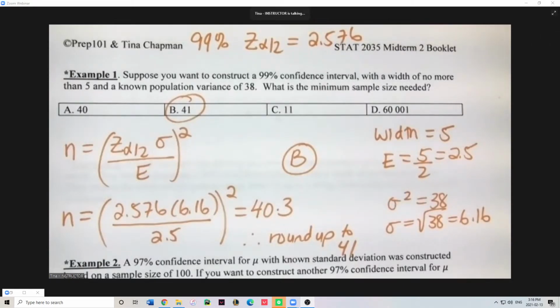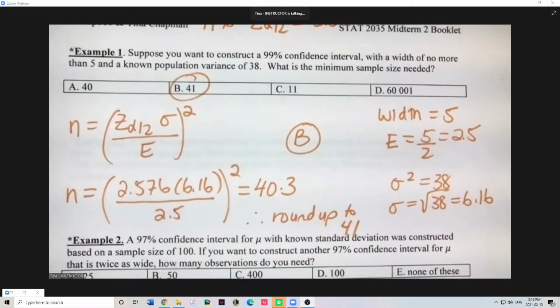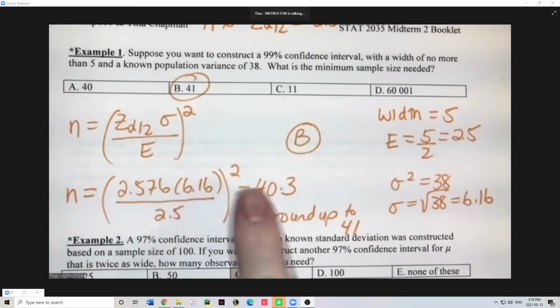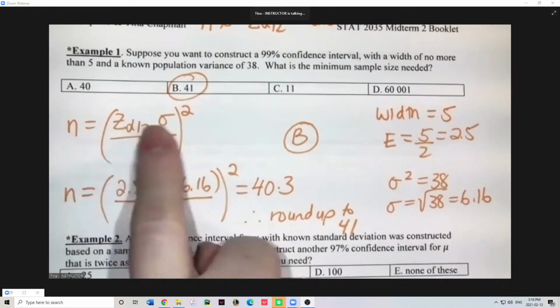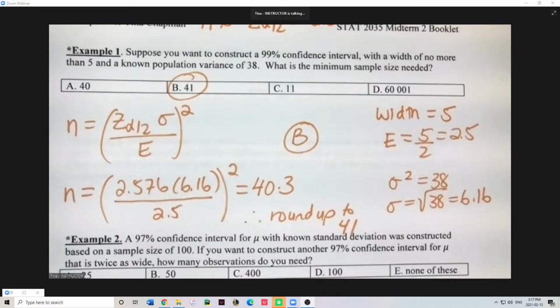Okay, any questions? So, as I said at the start of this section, we always round up for n, always, because if we don't round up, we won't have the desired confidence. If you round this down to 40 and you recalculate your confidence level, it will no longer be 99%. So you have to always round your n up to get your desired level of confidence, okay? You can't round down. The exact answer is 40.3, but of course, we can't have a sample size of 40.3.